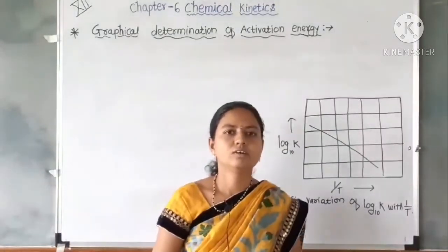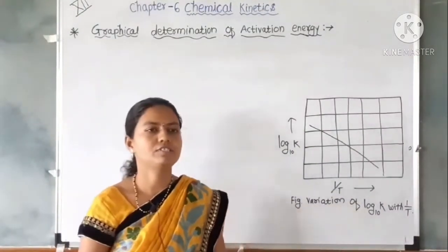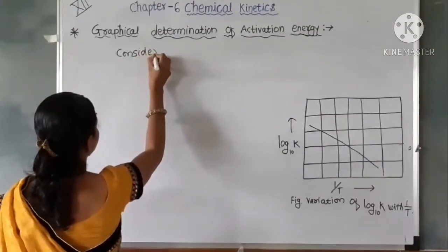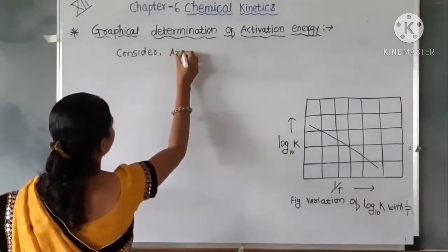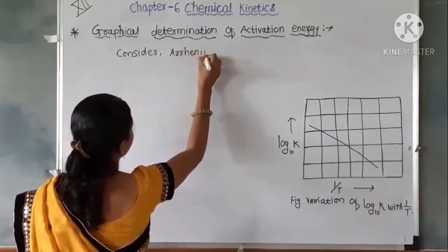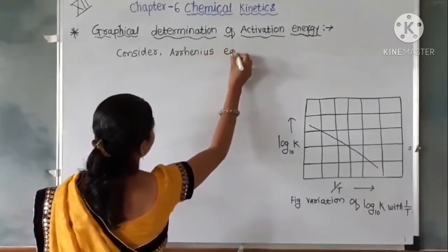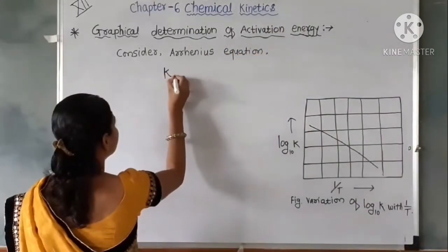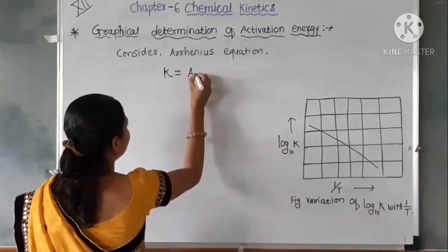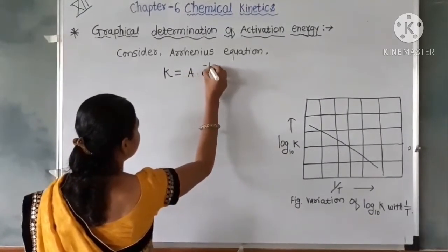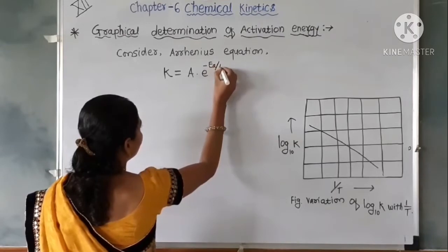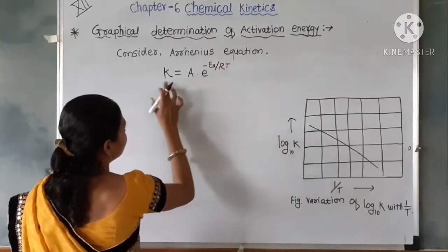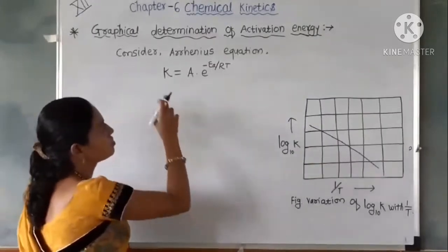In the last lecture, we considered the Arrhenius equation. The Arrhenius equation is k is equal to A into e raised to minus Ea upon RT, where Ea is the activation energy, T is the temperature and k is the rate constant.